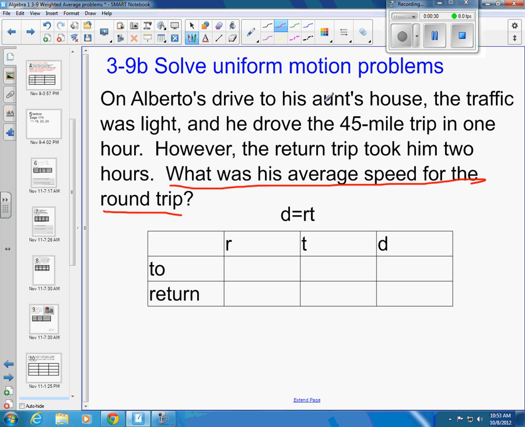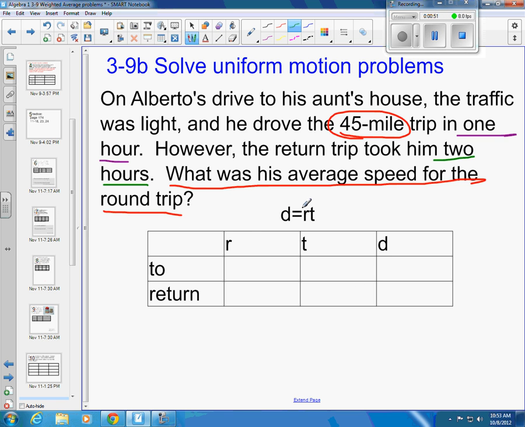On Alberto's drive to his aunt's house, traffic's light. He drove 45 miles for the whole trip. It was 1 hour on the way there and 2 hours on the way back. Okay, so anytime I do a distance, rate, time problem, I always fill in one of these tables.